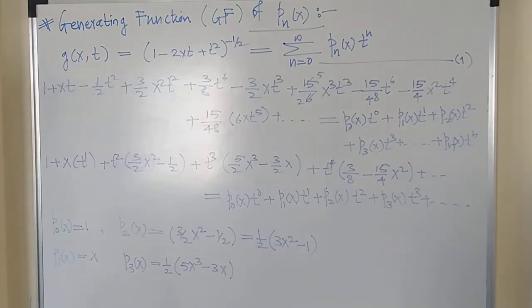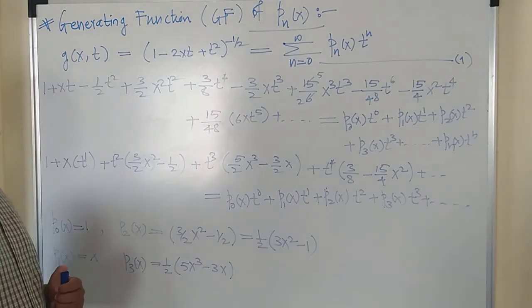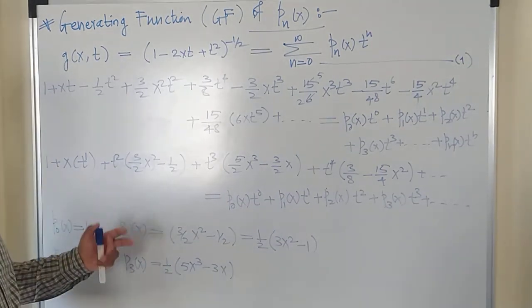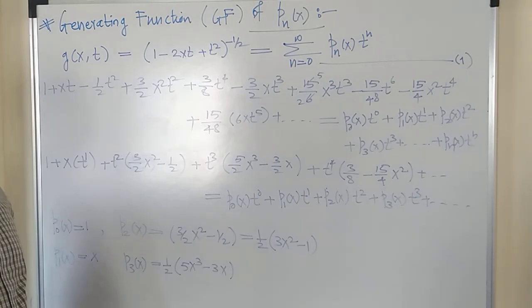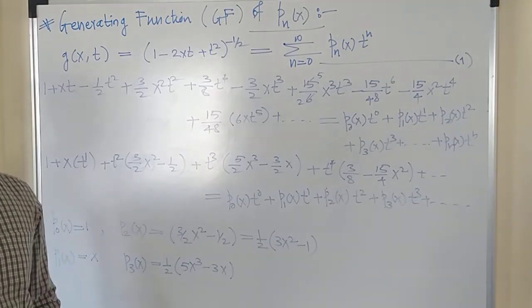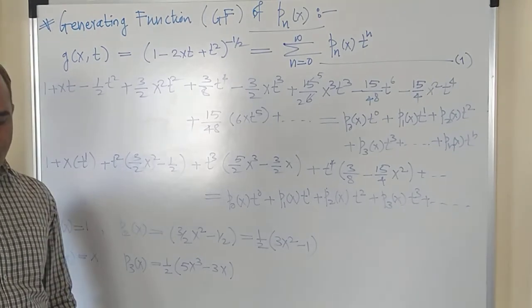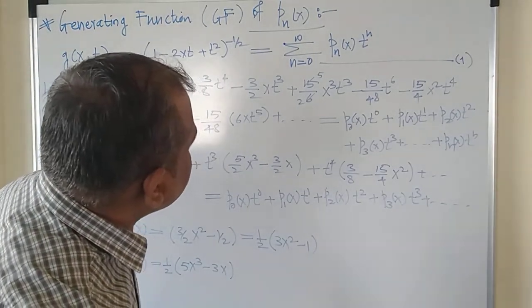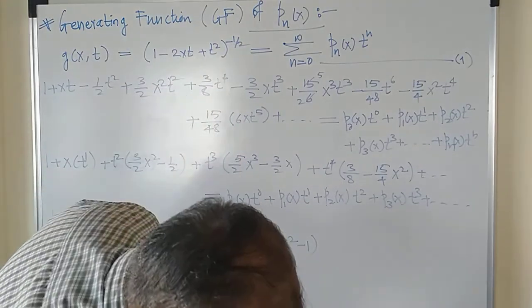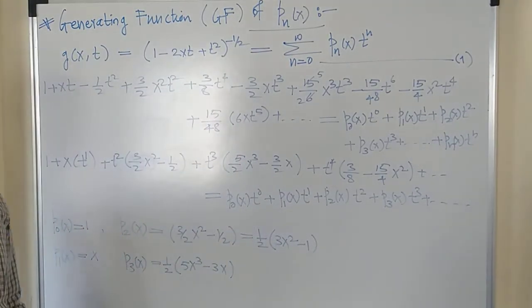Similarly, you will get p4, p5, p6 and all polynomials. So I think you may have understood the generating function, and by using generating function how to obtain the first few polynomials, right? For the time being, now we'll stop here, and in the next video we are going to study the properties of Legendre polynomials. So thank you.